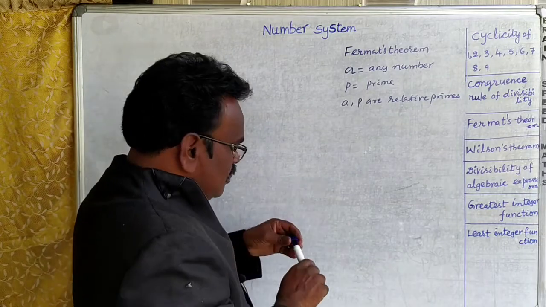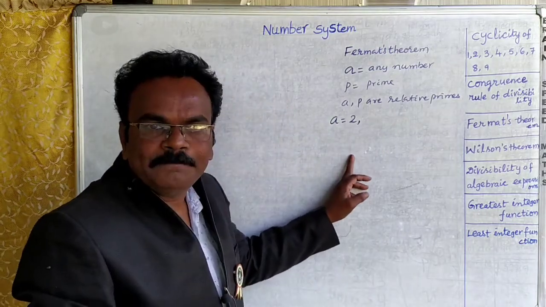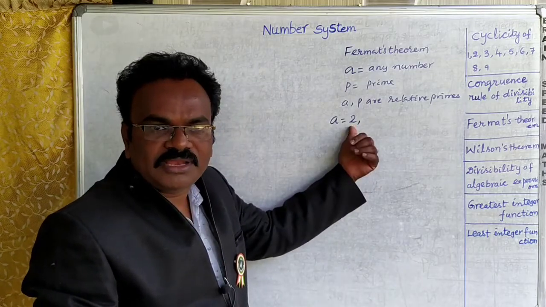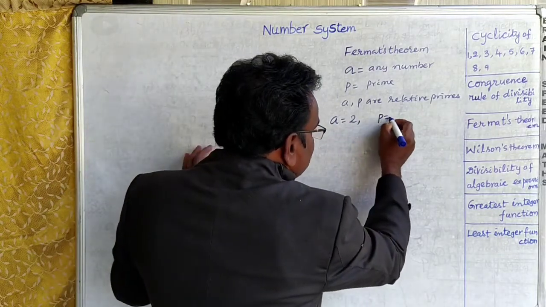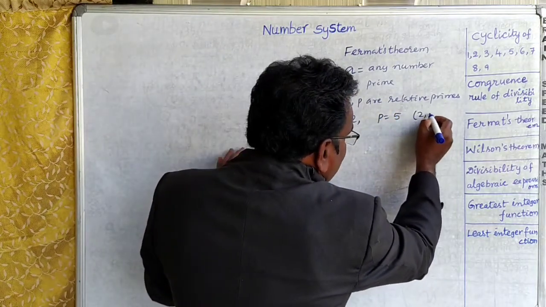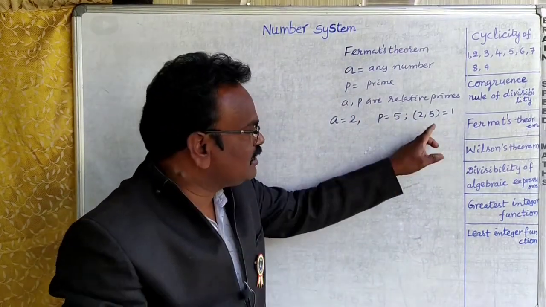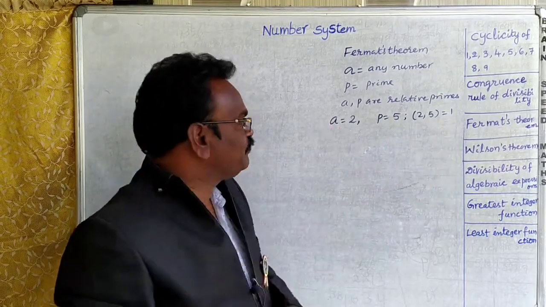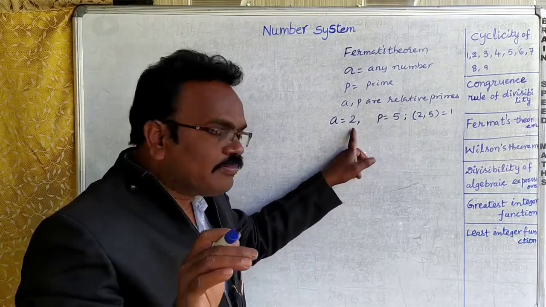Let us consider a is equal to 2. But p must be a prime number which is relative prime to a. So I am taking p equal to 5, which is relative prime to a. That means the HCF of 2, 5 is equal to 1. We can write it like this: the ordered pair (2, 5) is equal to 1, nothing but HCF of 2, 5 is 1. So 5 is a prime number and relative prime to 2 also.